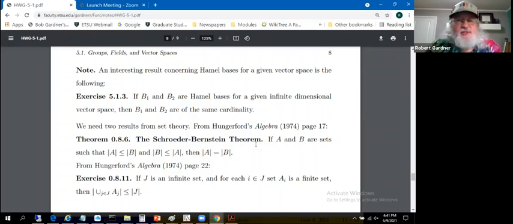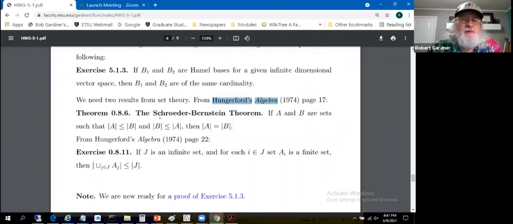And we're going to need a little bit more set theory to get through this, taking two results from Hungerford's Algebra. This is the book we use at ETSU in the graduate modern algebra sequence. A couple of results from the introductory chapter, chapter 0. One is the Schroeder-Bernstein theorem, which says if A and B are sets such that the cardinality of A is less than or equal to the cardinality of B, and the cardinality of B is less than or equal to the cardinality of A, then the cardinalities of A and B are equal.